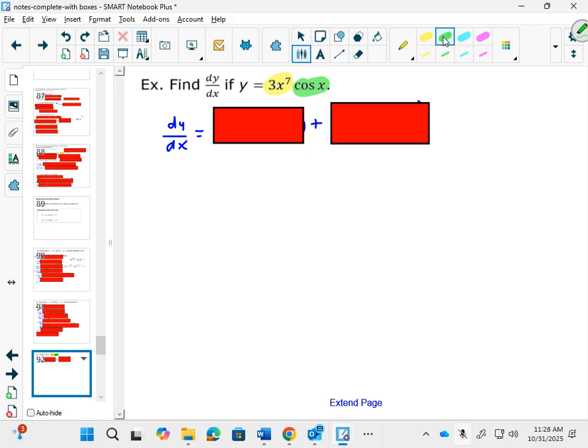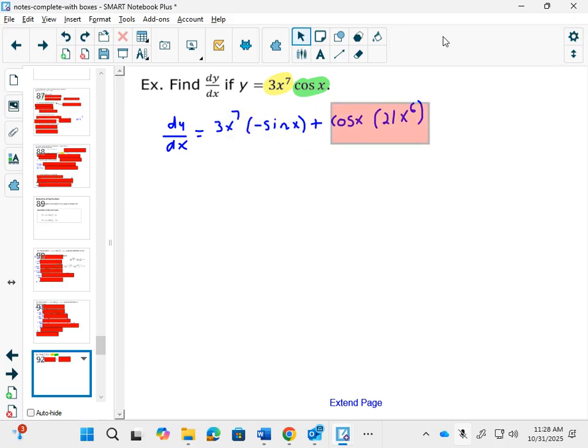So how do we do a product rule? Well, we keep our first one the same. Derivative of the second one. The derivative of cos is negative sine. That's a new shortcut for today. Plus, keep the first one the same. And then the derivative of 3x to the 7. Well, that is your power rule. Bring it in front, subtract 1 from the exponent.